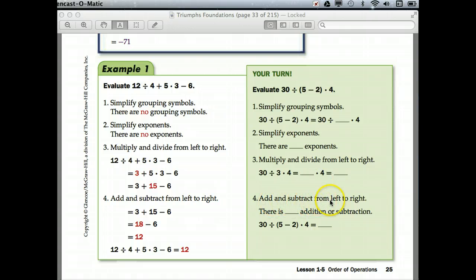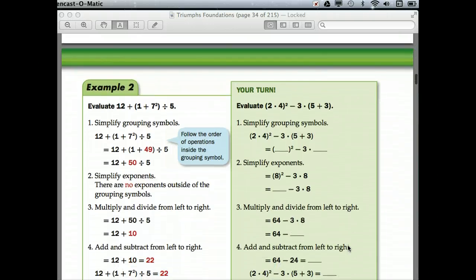Now we're going to add and subtract from left to right. There is no addition or subtraction. That's all been taken care of. So the answer to this one is 40. Very good job, gentlemen. Okay, let's look at our next example.